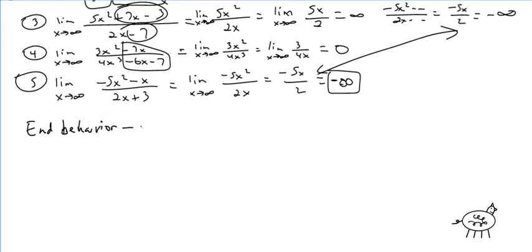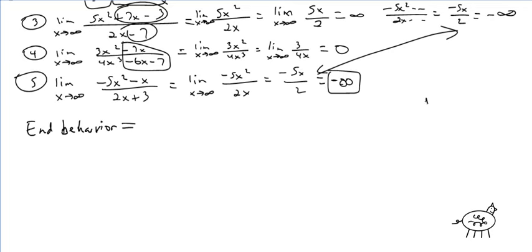B-H-A-V-I-O-R. Ooh, a little rough there. Okay, end behavior. End behavior is basically what goes on as x goes to infinity. So I want you to think, math fans, what else have we done that kind of thinks about end behavior?